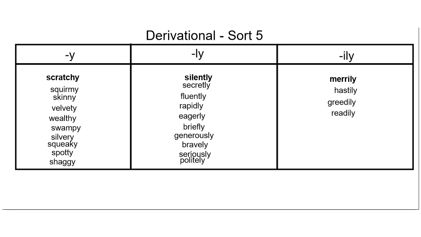Another thing to look at to increase success for this sort is to look at the Y column. Now, most of these words, the base word ends in a single letter. Scratch, squirm, skin. However, occasionally you have to add the double consonant in order to make the word fit. Skinny, shaggy, and spotty are words that you might want to watch out for because you'll need to double that consonant before adding the Y to make it an adjective.